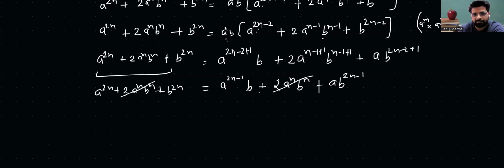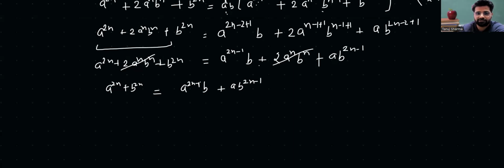So now we got it. a raised to power 2n plus b raised to power 2n is equal to a raised to power 2n minus 1 b plus ab raised to power 2n minus 1. Now how are we going to simplify it? We have to take either one term, look at this, I am just taking this term to the left side. So this becomes a raised to power 2n minus 1 b.